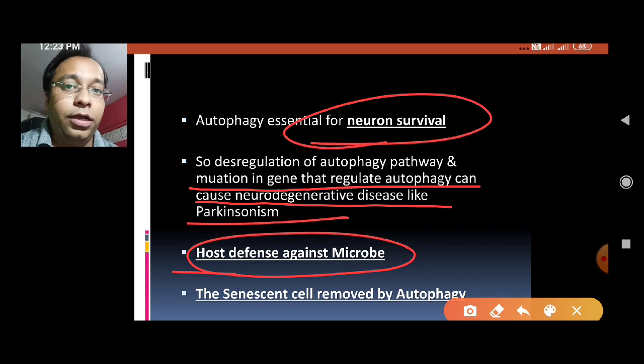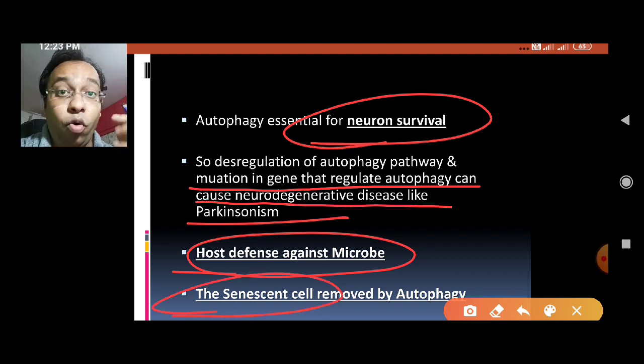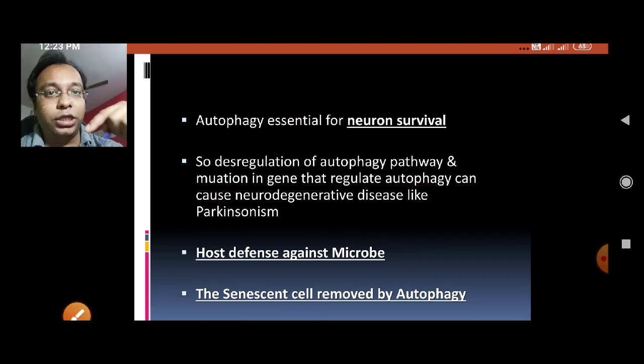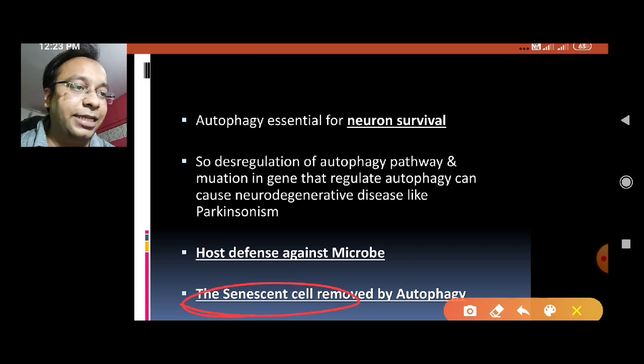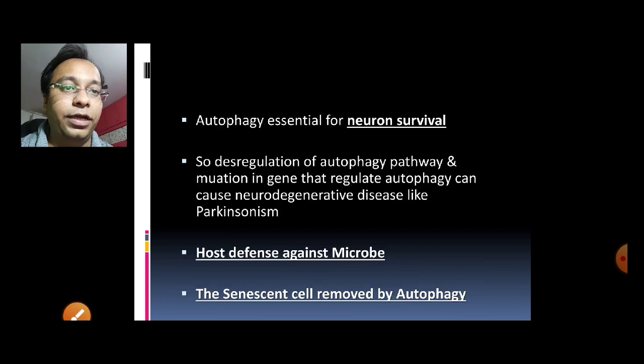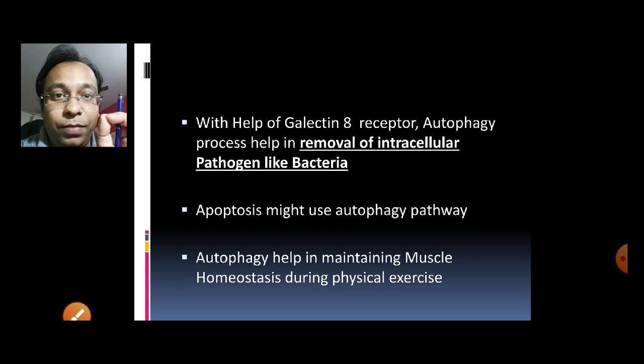Okay, now you have to remember that the senescent cells, the old age cells, will be removed by the process of autophagy so that they will not persist in our body, and it will prevent cancer formation. So the aged cells, the senescent cells, will be removed by autophagy. So guys, this is its implication in health.